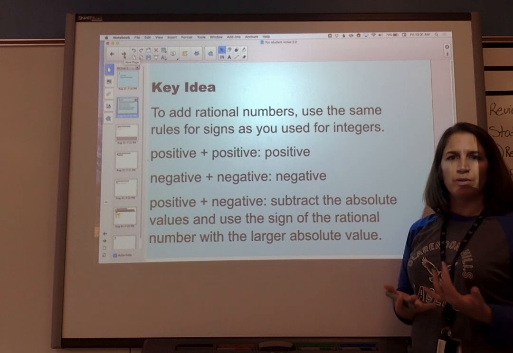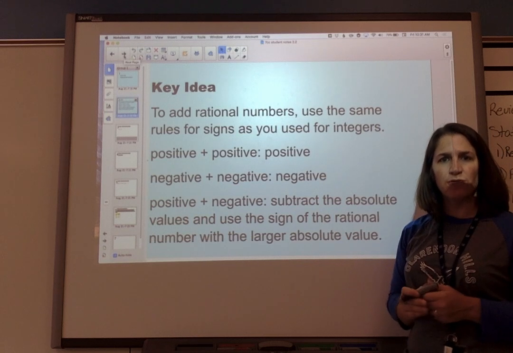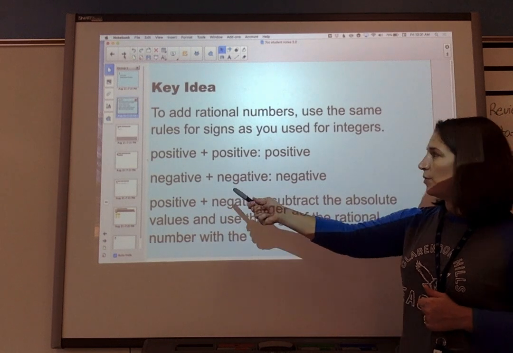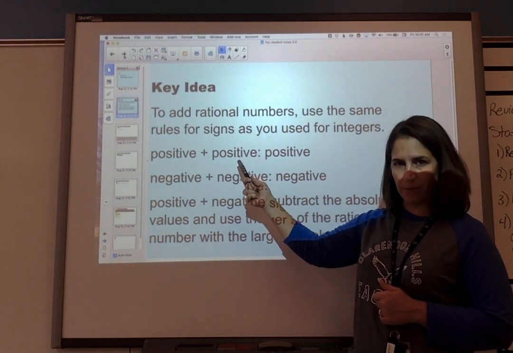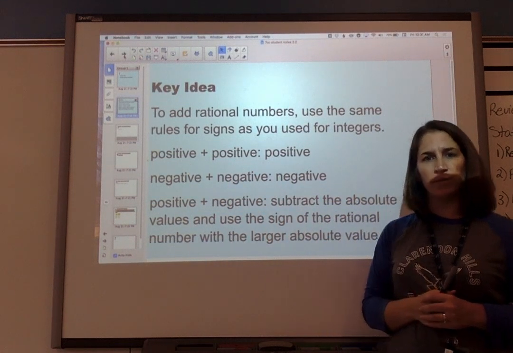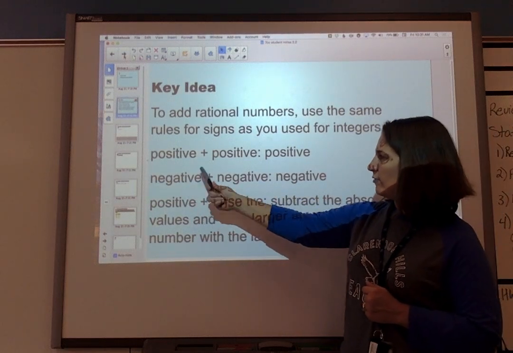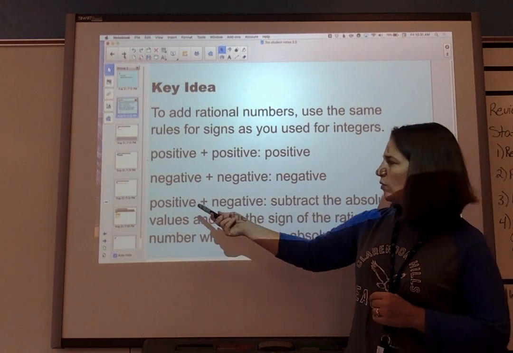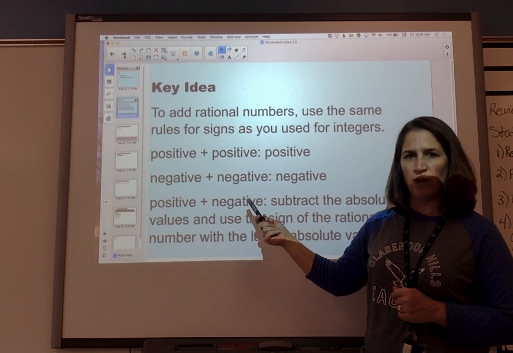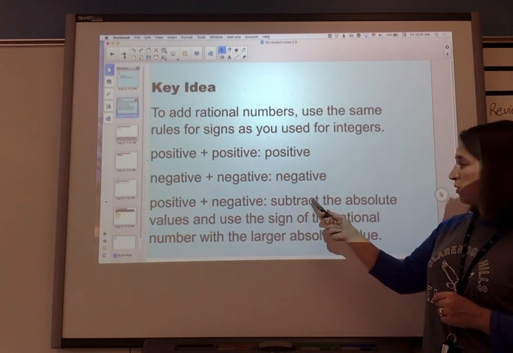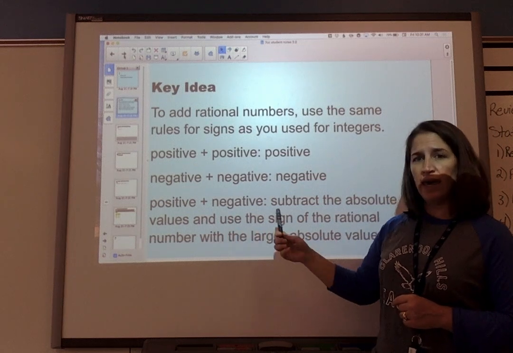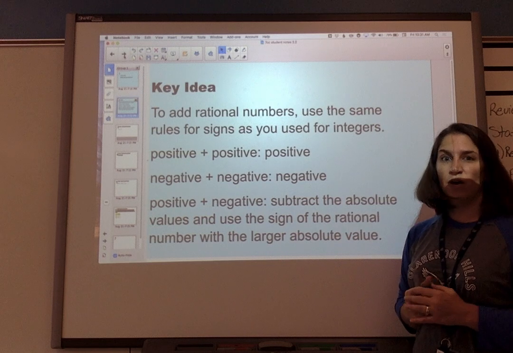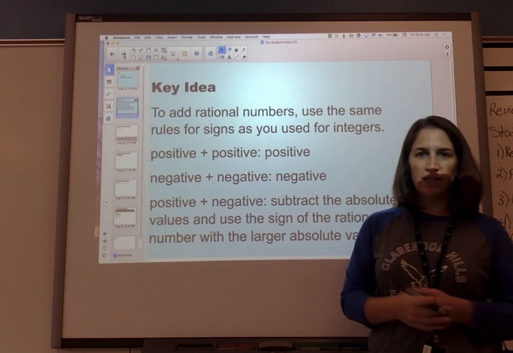To add rational numbers, we're going to use the same rules for signs as we used when we did integers. When we add a positive rational number plus a positive rational number, we'll get a positive sum. When we add a negative plus a negative, we'll get a negative sum. And when we have a positive and a negative rational number added together, we're going to have to subtract the absolute values and use the sign of the rational number with the larger absolute value. Hopefully that sounds really familiar because that's the same thing we did when it was integers.